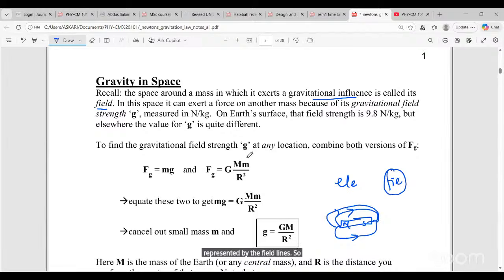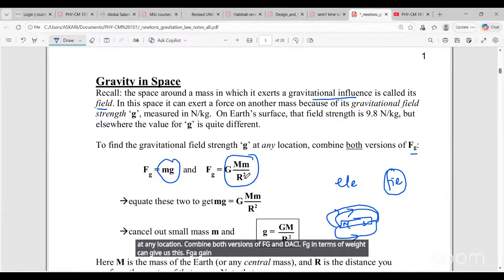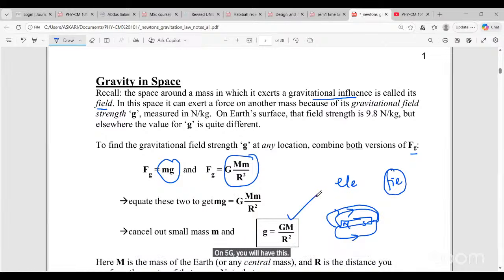So to find the gravitational field strength g at any location, combine both versions of Fg. Fg in terms of weight can give us this. Fg again can also give us this. So if you equate the two and find g, you will have this gravitational field strength. Make the small g the subject of the formula, and you have that. So calculating the gravitational field strength, this is what you have as your g. So that is what you have there.